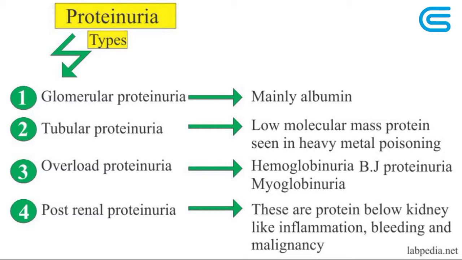Then we have hemodynamic proteinuria. It is an alteration of the blood flow through the glomerulus that causes increased filtration of proteins, such as high fevers, hypertension, heavy exercise, congestive cardiac failure, seizures, and exposure to cold. Then we have postrenal proteinuria.